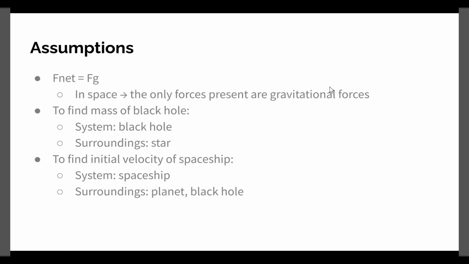The assumptions in place here are that F net is equal to the force of gravity, because in space the only forces present are gravitational forces acting on whatever the system is. In part one, the system was the black hole, and the surroundings were the star. In part two, my system is a spaceship, and the surroundings are the planet and the black hole.